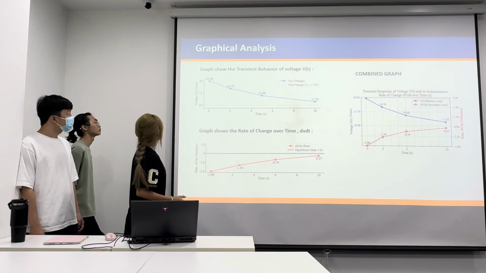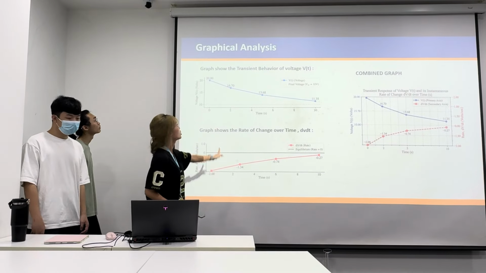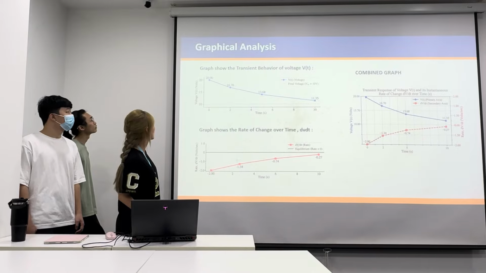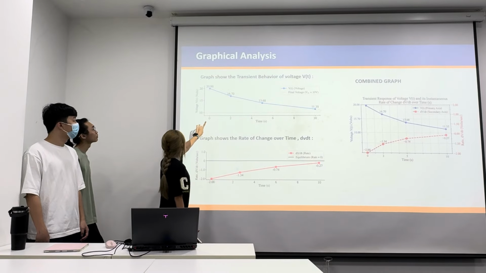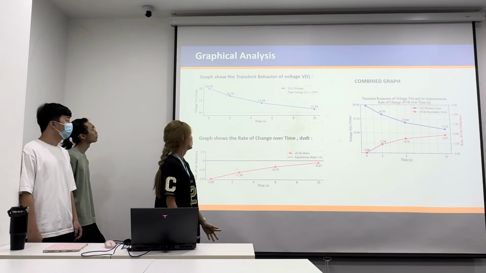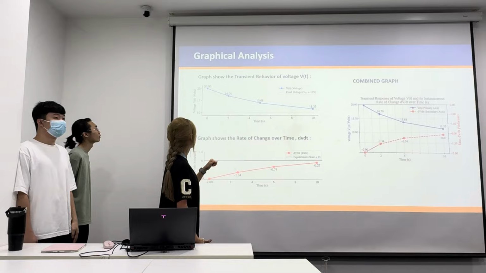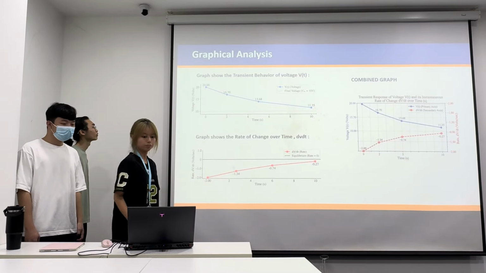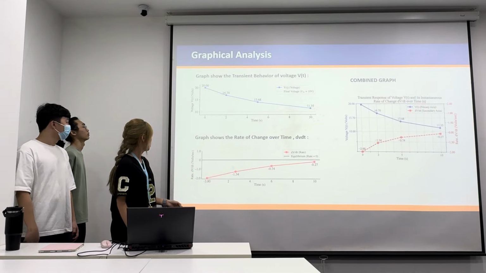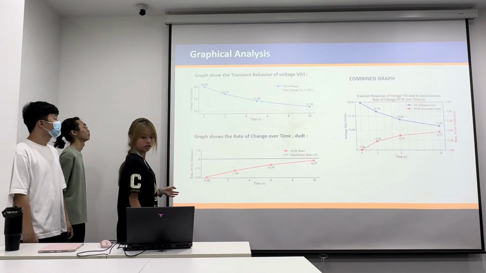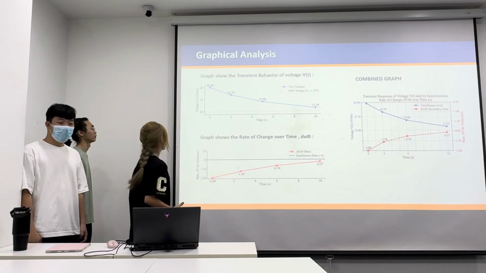And then this is the graphical analysis. This graph shows the transition behavior of voltage. When t is equal to 0, the voltage is equal to 20 volts. At the end, when t is equal to 10, the voltage decreases to 11.35. The other graph shows the rate of change over time. Initially the rate of change is negative 2, which means that the voltage is decreasing.